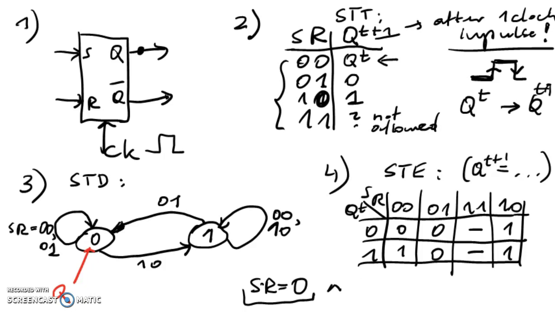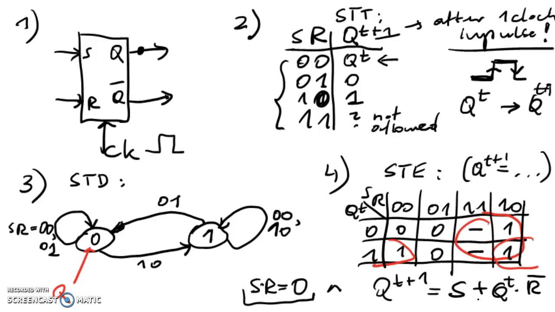And now you simply minimize using ones, for example. You've got two groups. So Q of t plus 1 equals, from the first you get S, plus from the second group you've got Q of t times not R. It is the state transition equation for SR flip-flop or latch. Doesn't matter which one it is.